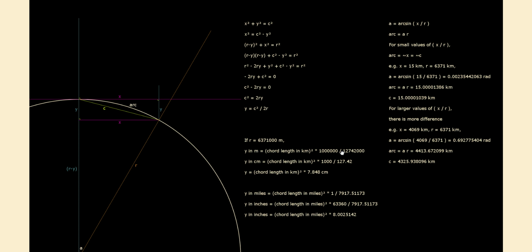63,360 divided by 7,917.5 is 8.0025142. Basically, 8 inches. 1 mile, 8 inches. And because we're squaring, 2 miles will be 32 inches. 3 miles will be 72 inches. Very simple. Illustrative example. Well, actually, more calculations first.